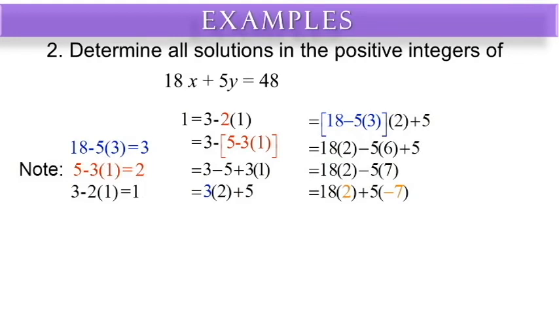So from the given, 18x plus 5y equals 48, so we have 18 times 2 plus 5 times negative 7. So we have x sub 0 is equal to 2 and y sub 0 is equal to negative 7.